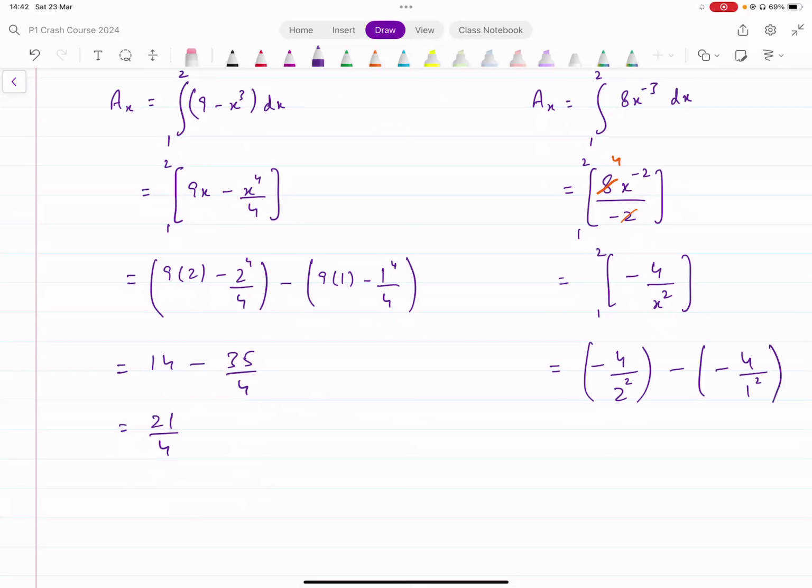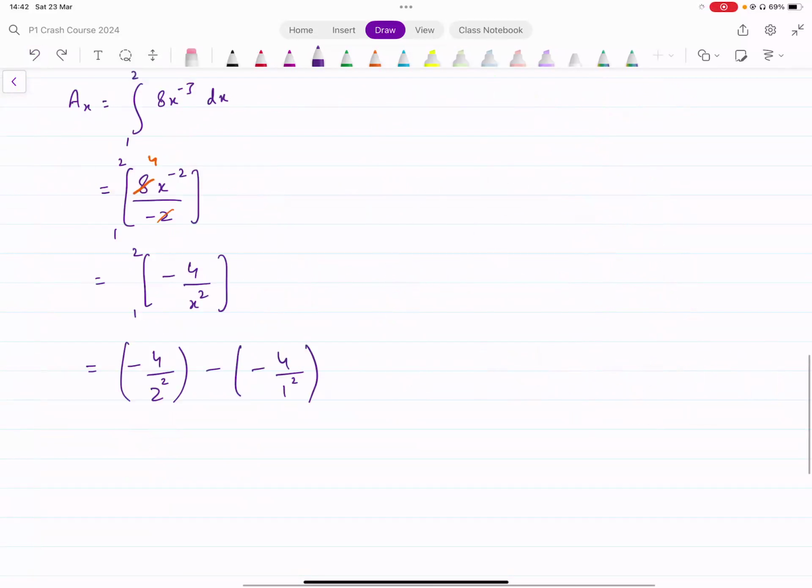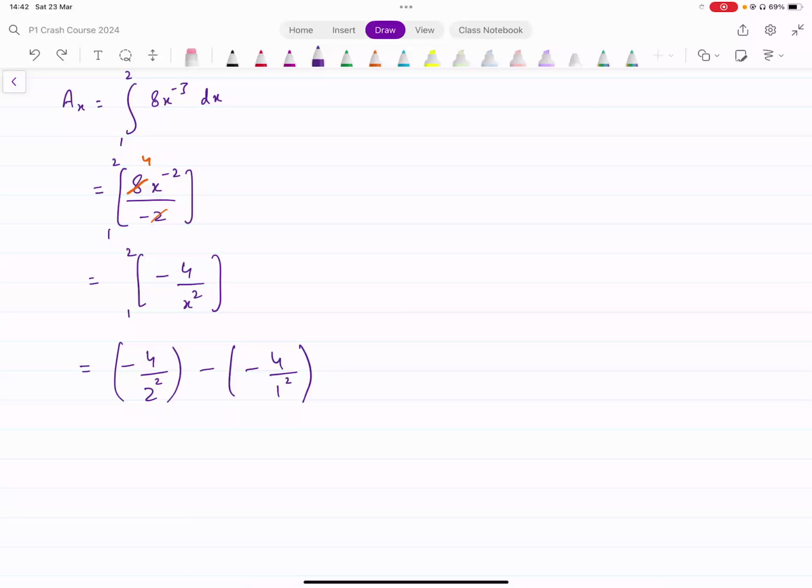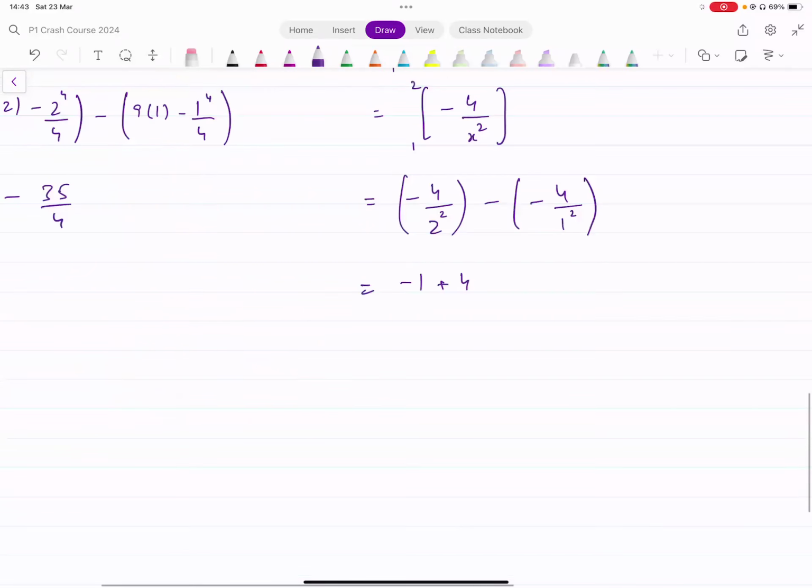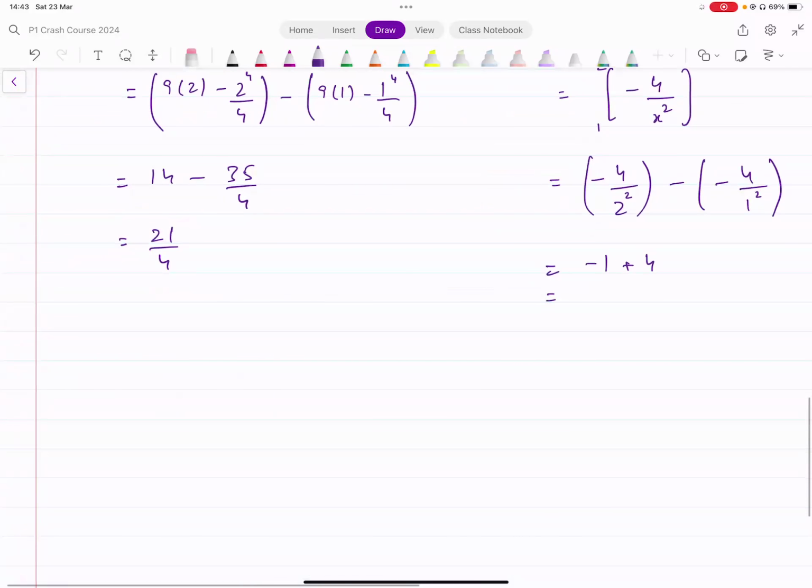Always write these two terms inside brackets, right? Write the upper limit, the whole thing inside brackets, and the lower limit inside brackets, so that you're not making sign errors, plus minus errors, because you have this negative and this negative, it's going to become positive now, right? So what do we get from this? Minus 4 over 4, that's minus 1, plus 4 over 1, which is 4, and this results in 3.